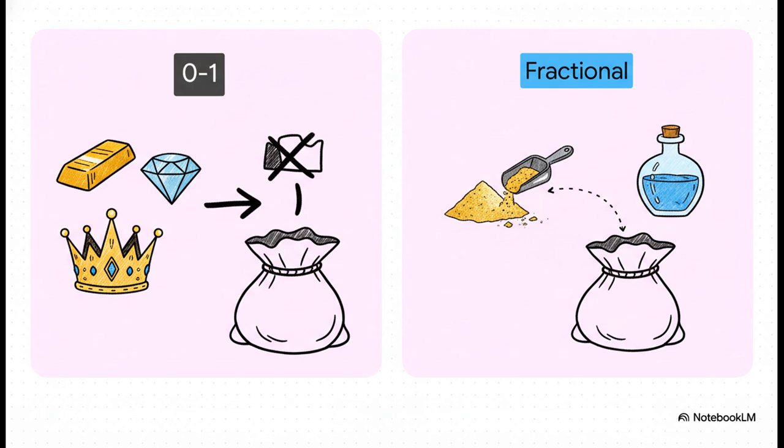And this is a really key distinction. See, if you could take parts of items, like say it was all gold dust and you could just scoop up as much as you want, that would be the fractional knapsack problem. And honestly, that's way easier to solve. You just keep taking the stuff with the highest value per pound until your bag is full. But our 0-1 problem, it's so much trickier, because that huge, super valuable diamond might also be super heavy, forcing you to make some really tough trade-offs.